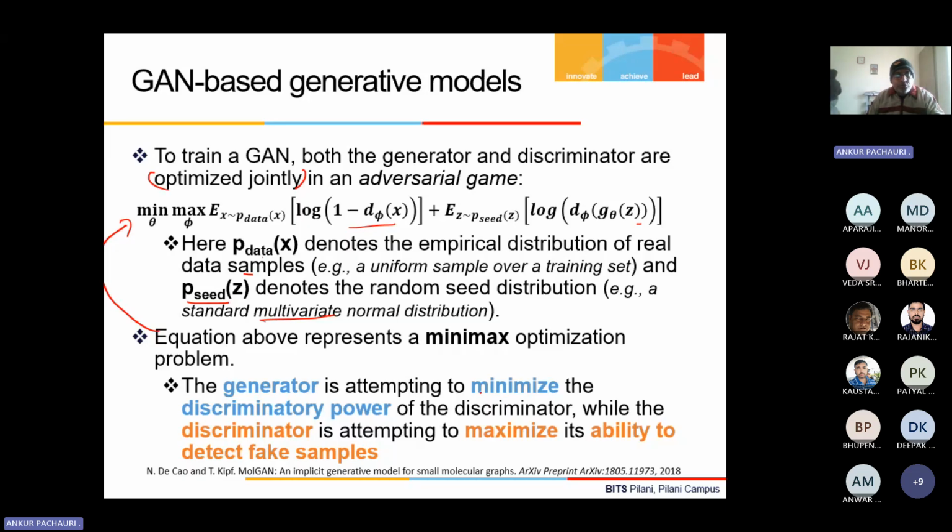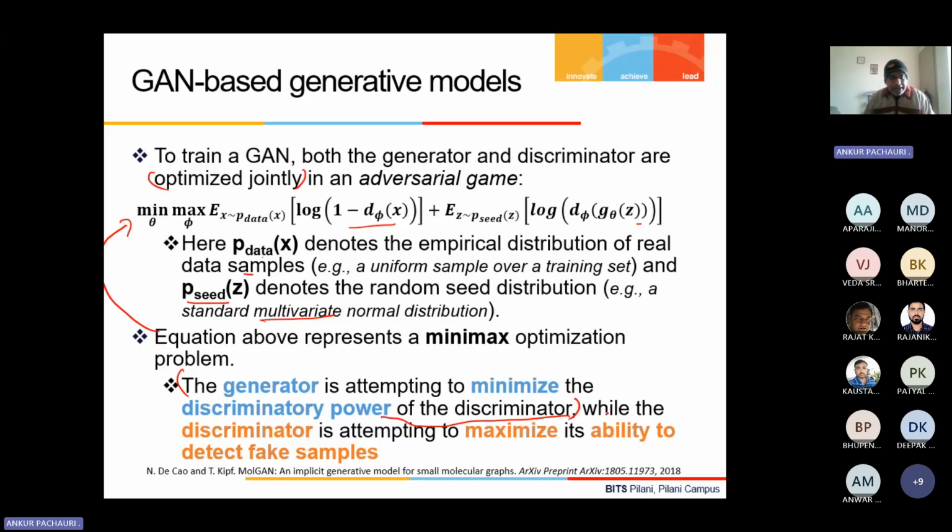The generator attempts to minimize the discriminative power of the discriminator. Whoever is generating those samples, that data, tends to minimize the discriminative power, meaning the discriminator is not able to distinguish between the real and the artificial. So the objective of the generator is to minimize the discriminative power of the discriminator, to shrink the difference.